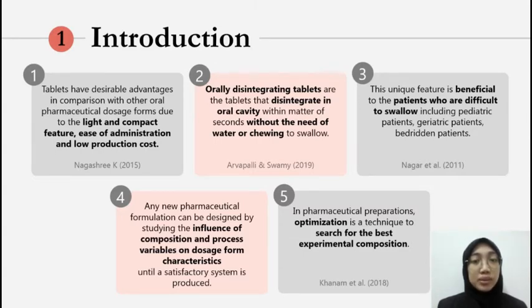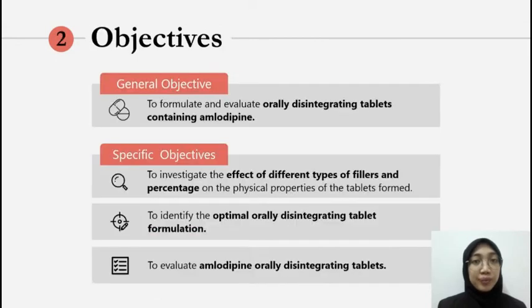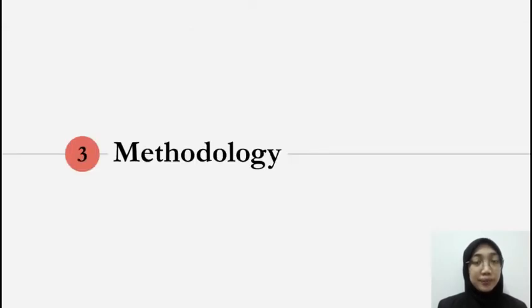To formulate the optimal ODT formulation, we must study the influence of composition on dosage form characteristics until a satisfactory system is produced. The study was conducted to formulate and evaluate ODT containing amlodipine, and the specific objectives are to investigate the effect of different types of fillers and percentages on the physical properties of the tablets, to identify the optimal ODT formulation, and also to evaluate amlodipine ODT.